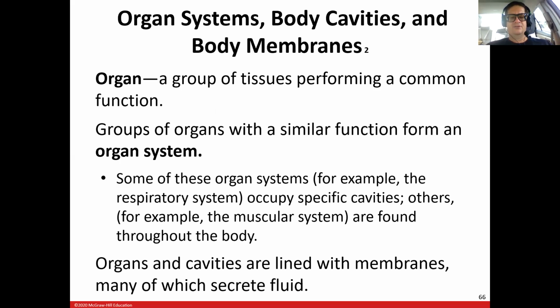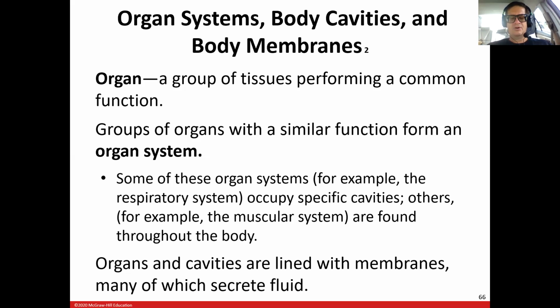So it says some of these systems, like the respiratory system, occupy specific cavities. So respiratory system, we're talking about things like the trachea and the bronchi, the lungs and the diaphragm. And it says others, like the muscular system, are found throughout the body. Yeah, absolutely, definitely true. Another one that would be like that would be the nervous system.